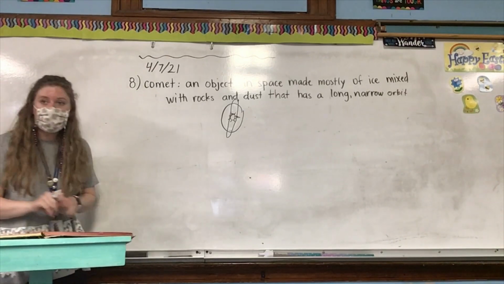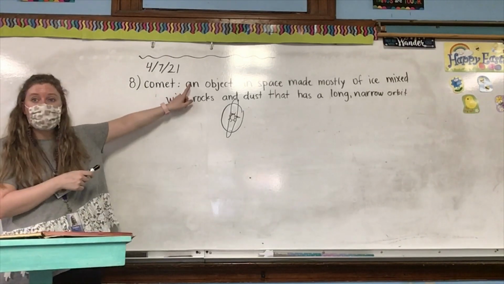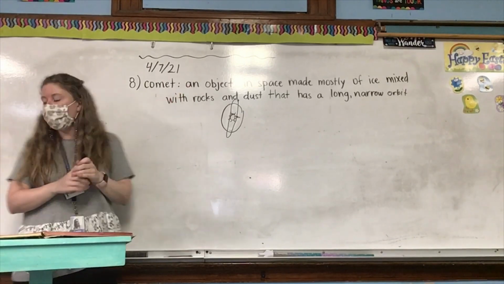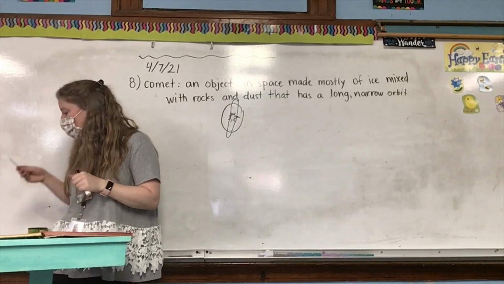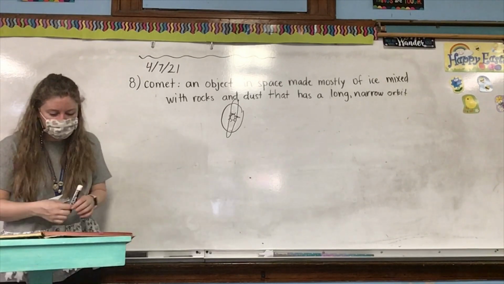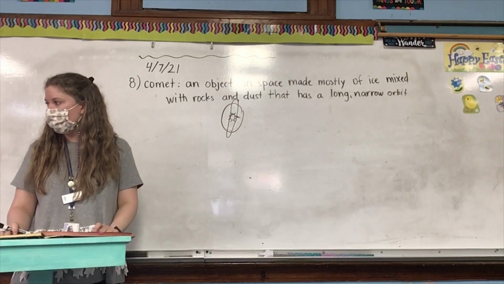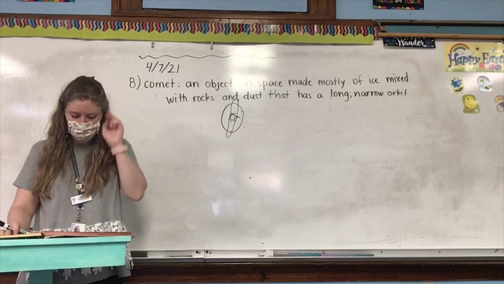Okay, so those are comets. Comets have an orbit that they stay in. Next, Kingston. What else do we see in space? Or what else is up there in space?